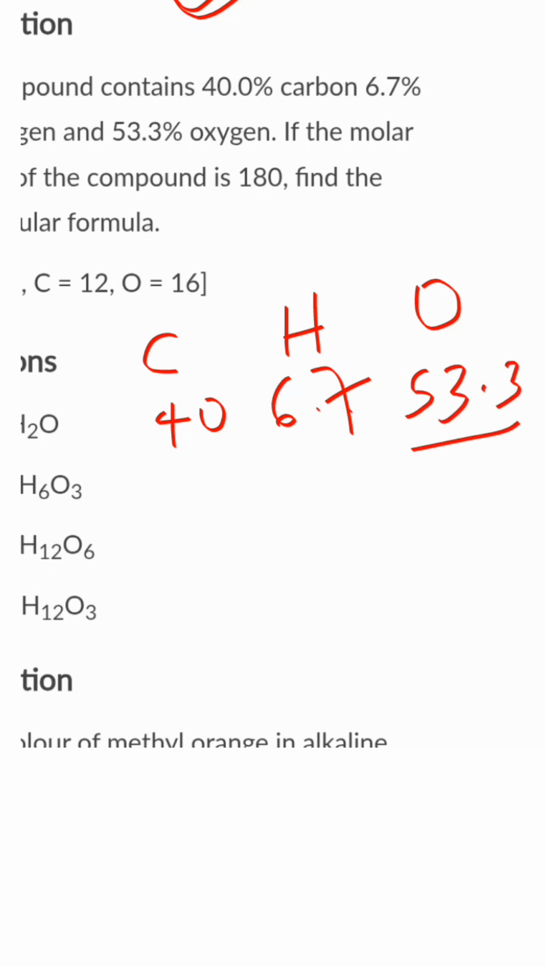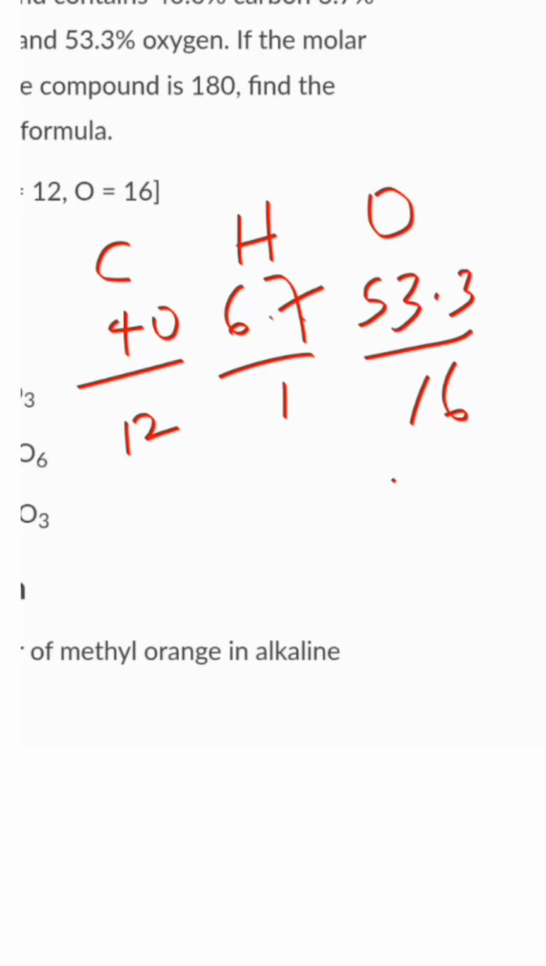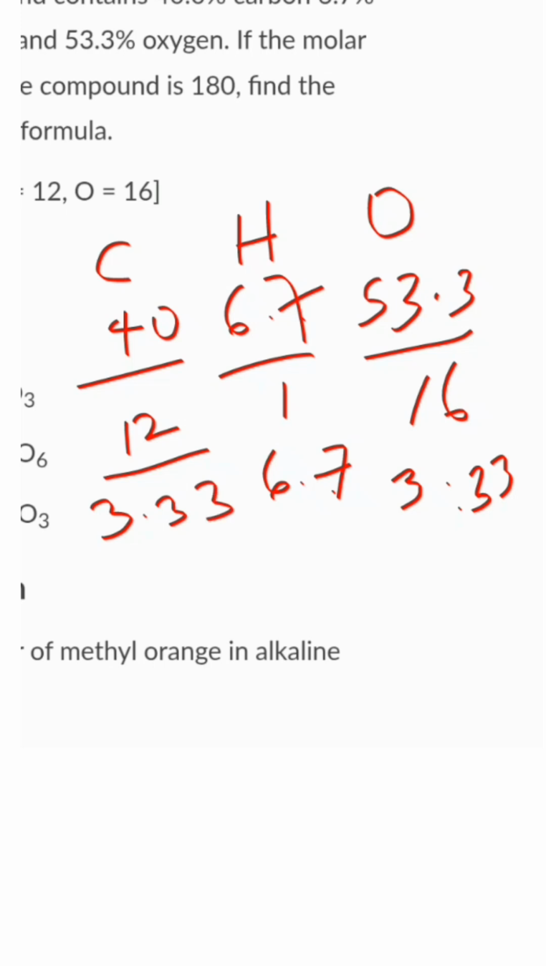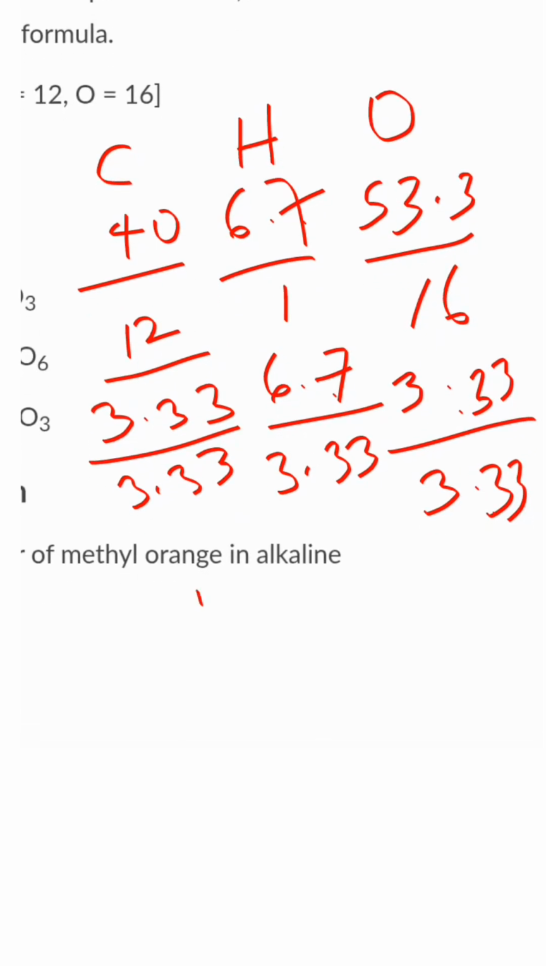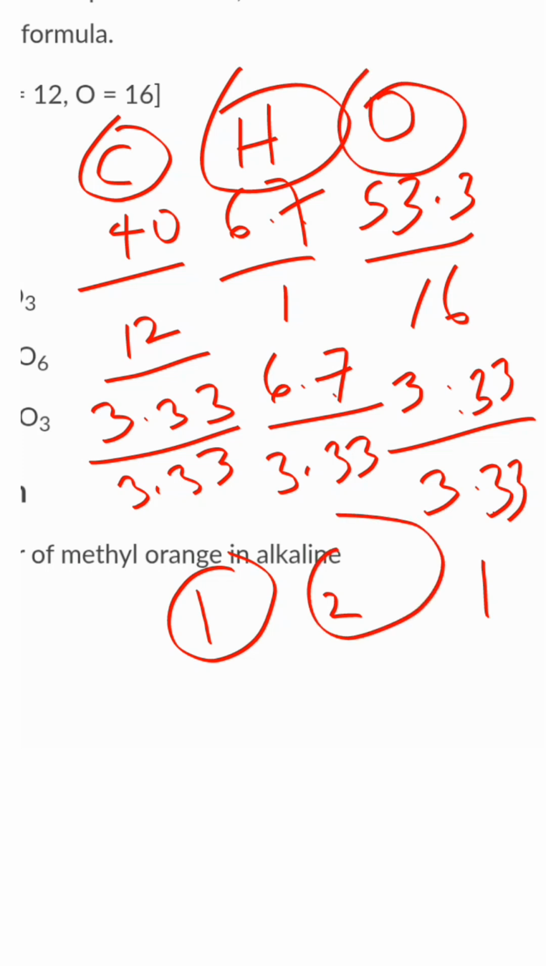So you just divide each of them by the relative atomic mass. So for oxygen, you have 16. Hydrogen is 1. Carbon is 12. So if you do this division, you will get 3.33 in this case. This one will give you 6.7, and this one will give you another 3.33. So you divide by the smallest one, 3.33. So this one here will give you 1, this one will give you 2, this one will give you 1. So you can see you have C1, H2, O1, or CH2O. So the empirical formula of that compound is CH2O.